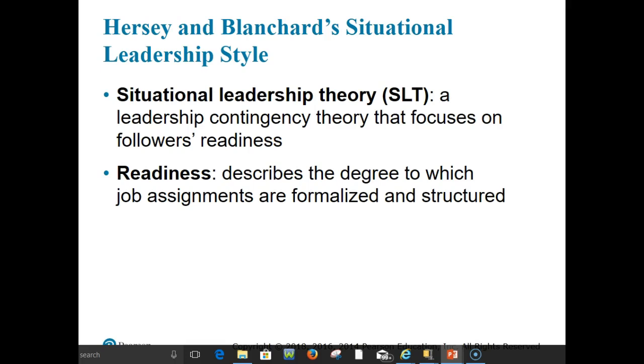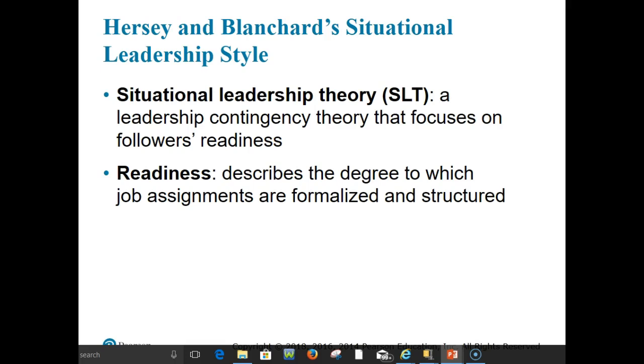So Paul Hersey and Ken Blanchard developed a leadership theory that has gained a strong following among management development specialists. I know Air Force uses this model. This is a very popular model. Also, it's become popular with law enforcement. It's extremely popular in environments where you have a huge disparity between newer people and seasoned people who are doing the same tasks.